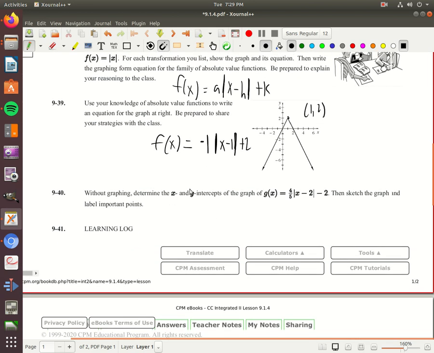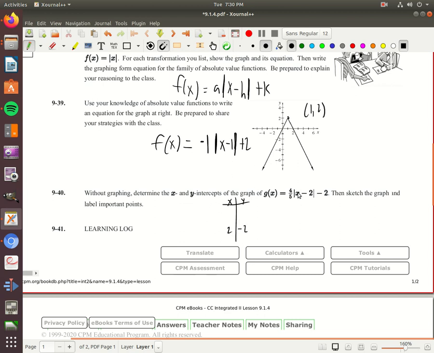Without graphing, determine the x and y intercepts of the graph g of x equals 4/5 absolute value of x minus 2 minus 2. So again, I know it has a vertex at 2 and negative 2. So that's going to be my vertex. It's going to be at 2, negative 2.